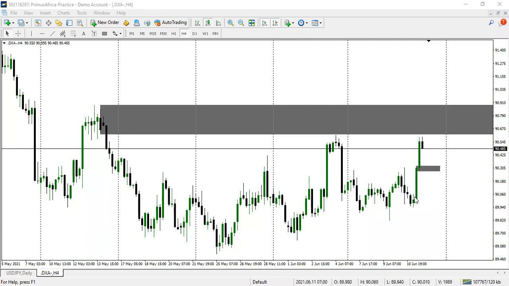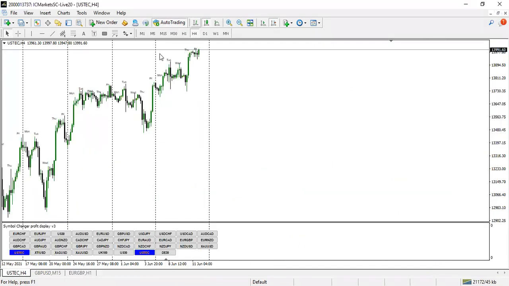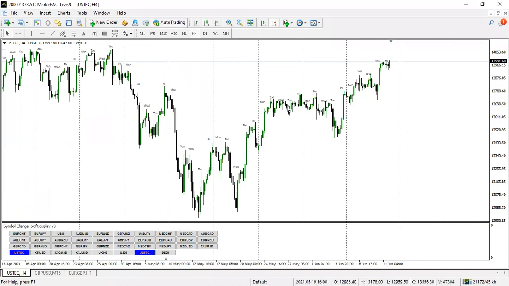So either price pulls back to this block or price just takes out this liquidity. That is what we're going to know to determine what might happen next on this pair. So we're going to look at other pairs now. Let's see. We're going to start with a normal pair, which is dollar index. I mean, we've done dollar index.